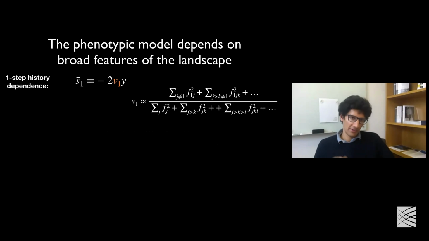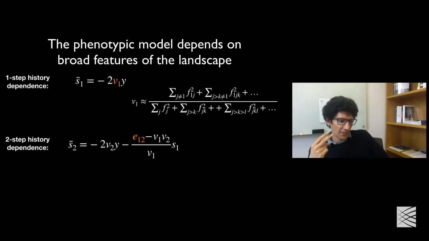To give a few examples, let's imagine that we truncate this expansion at the first term. So you're simply looking at the fitness effect conditional on the current fitness. This one-step history dependence turns out to be exactly the linear trend that I was talking about before, where the fitness effect has a linear dependence on the background, and the slope is related to the total epistasis contributed by this locus related to the full trait.